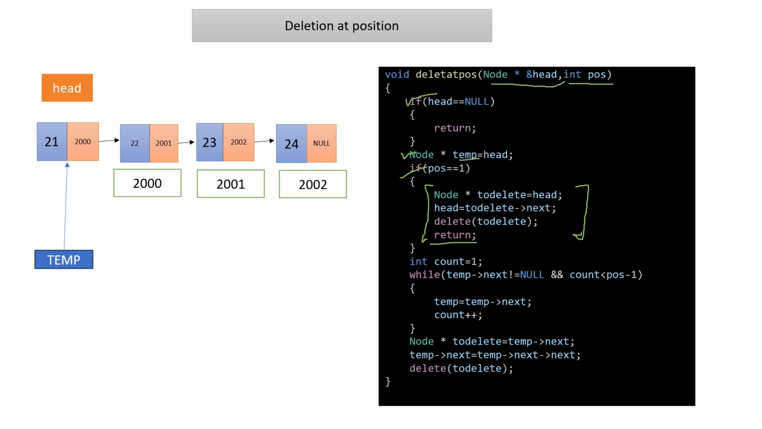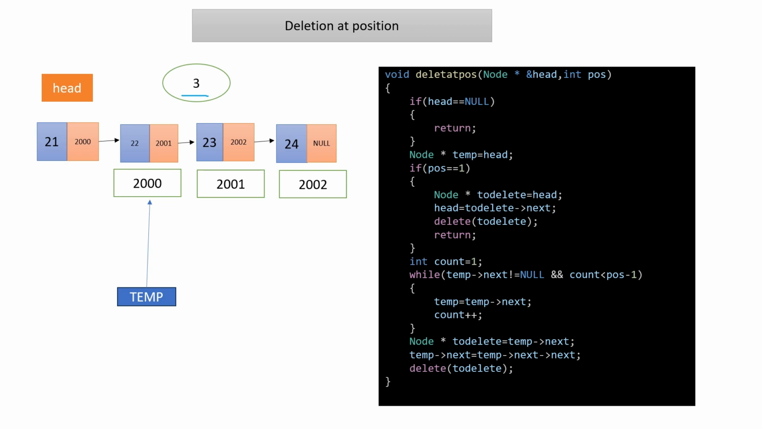And if it is not, then we initialize a counter, int counter, initialized to 1, and it runs until temp next is not equal to null and our count is smaller than position minus 1. So it iterates every time, and count will be incremented, and each time we check the values.